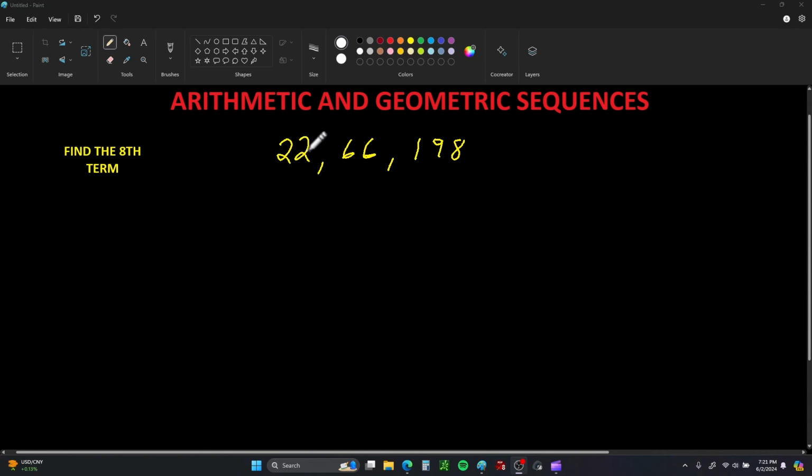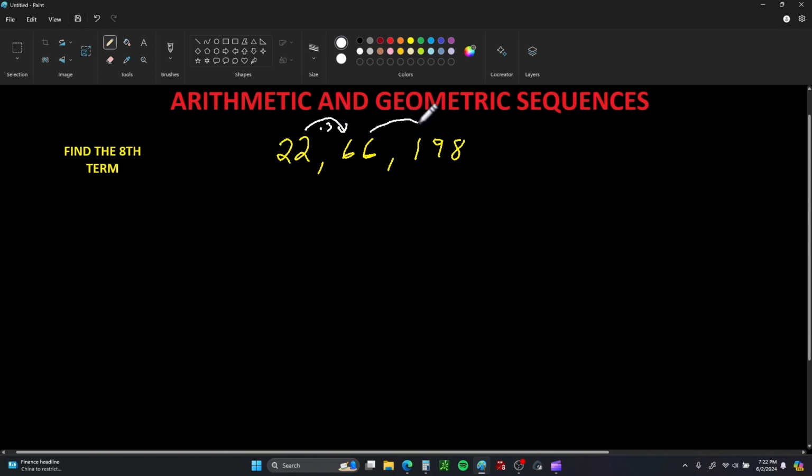So here we have a sequence of 3 numbers, and we're asked to find the 8th term. We first need to do the test for arithmetic to see if it's arithmetic or geometric. First I'm going to do 66 minus 22, that's 44. And when I do 198 minus 66, I get 126. So this is not adding the same thing each time. What I am doing, going from one term to another, is multiplying by 3.